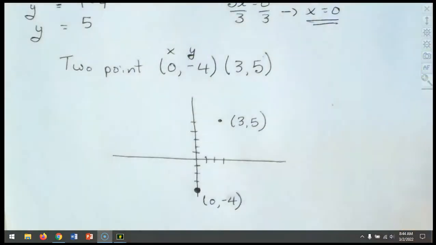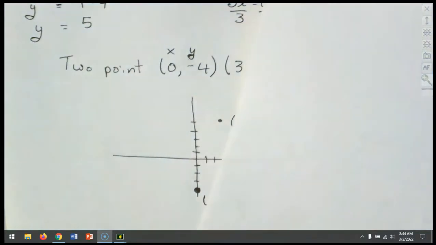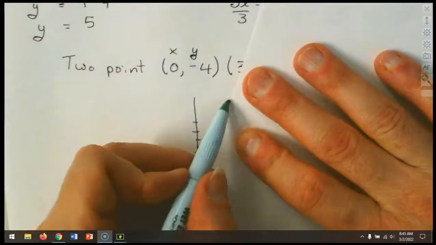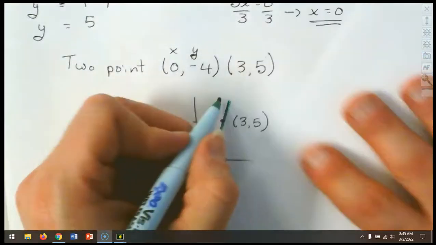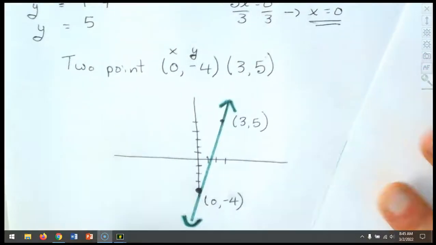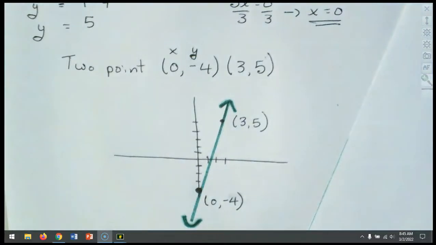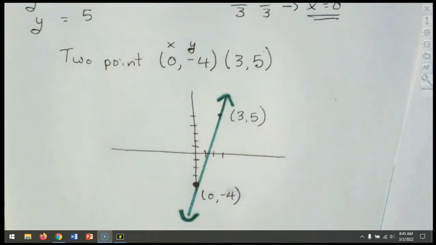Now, do we have 2 different points? At least 2 different points? Yes, if you have at least 2 different points, then you can graph the line by connecting them together. So there's a couple of problems where you have to complete a table. And what you do is you complete the table. And then you plot your points and connect them together to graph your line equation. Okay, so that's how you graph a line, by completing a table.